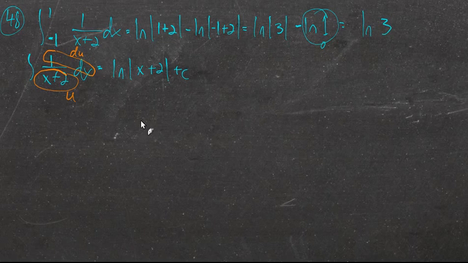And that's it. We don't really need to write a decimal. We can write natural log of 3. It's acceptable. It's the exact right answer. Okay, we're going to move on to 49. That'll be our last one.